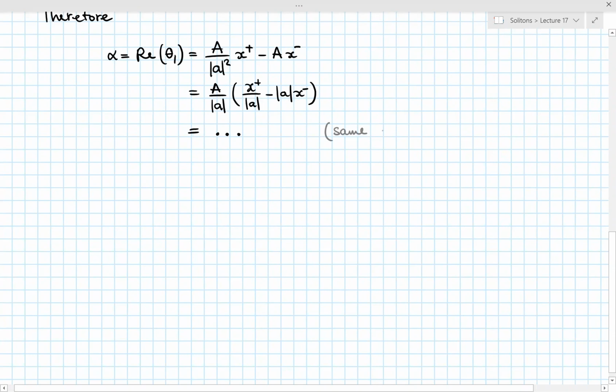This is the same as after equation 5.15. And eventually we find that alpha is capital A over absolute value of small a times gamma times x minus vt. And since capital A was the real part of small a, which in turn is absolute value of a times e to the I phi, we can write the prefactor as cosine of phi, and that multiplies gamma times x minus vt.